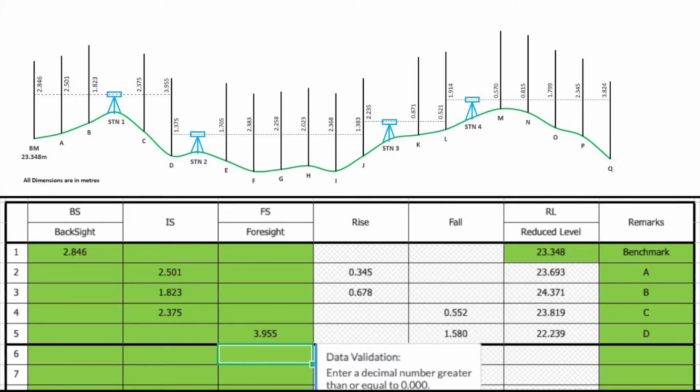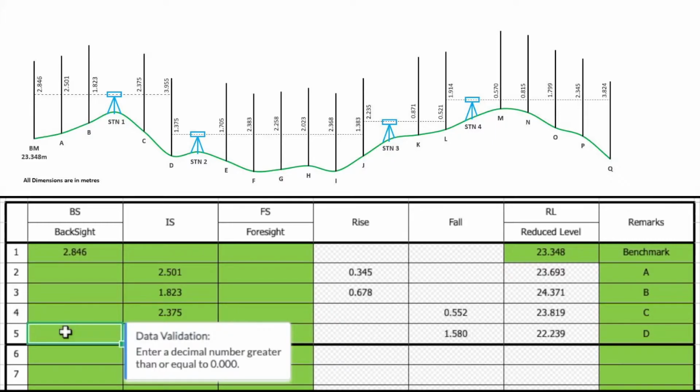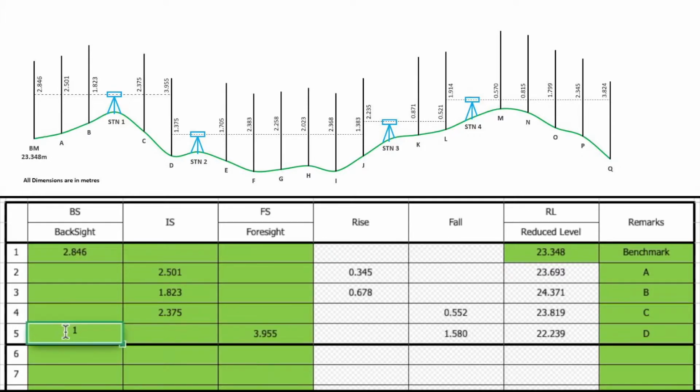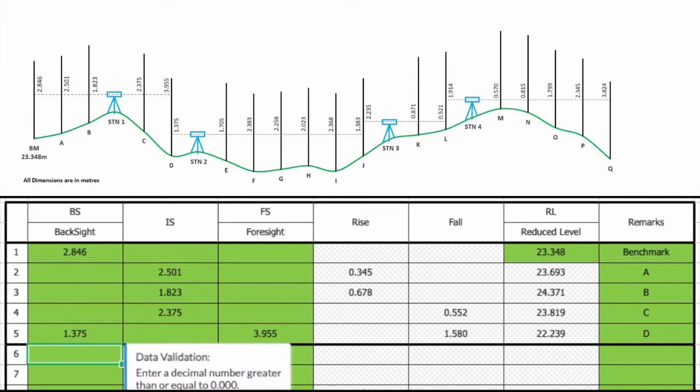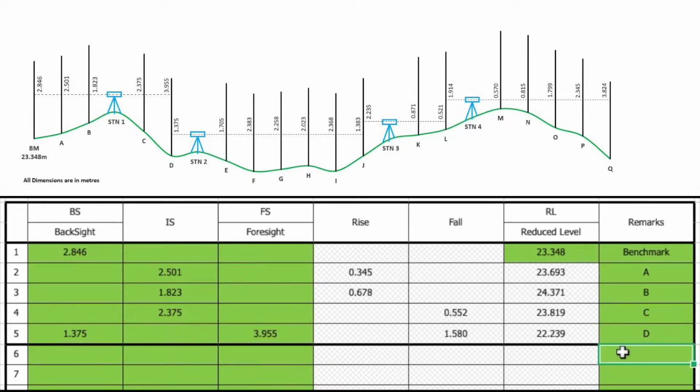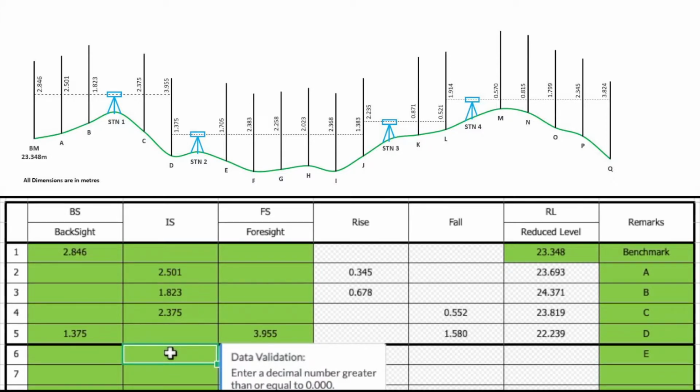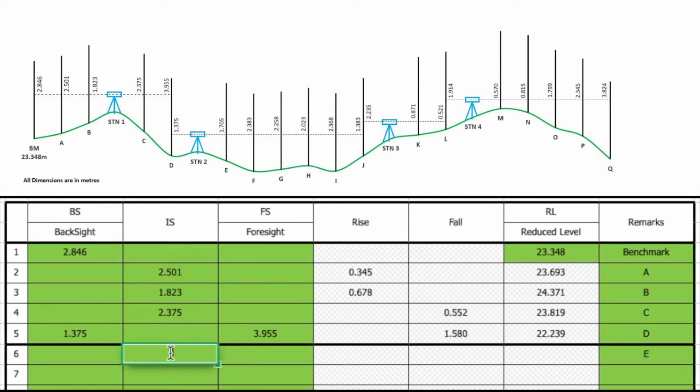The level is moved, and when the level is moved, a backsight reading is taken to point D. So you'll have two readings at point D. The first reading after the level is moved to station 2, 1.375. Next point, point E, intermediate reading, 1.705.